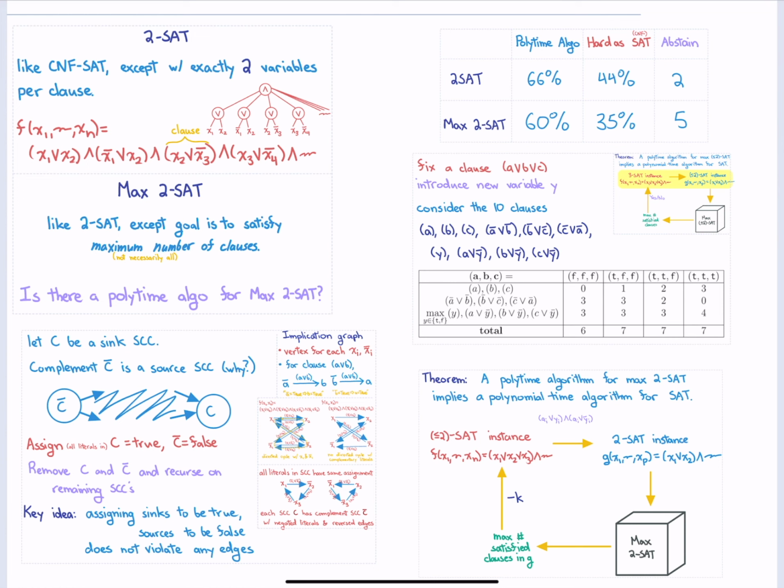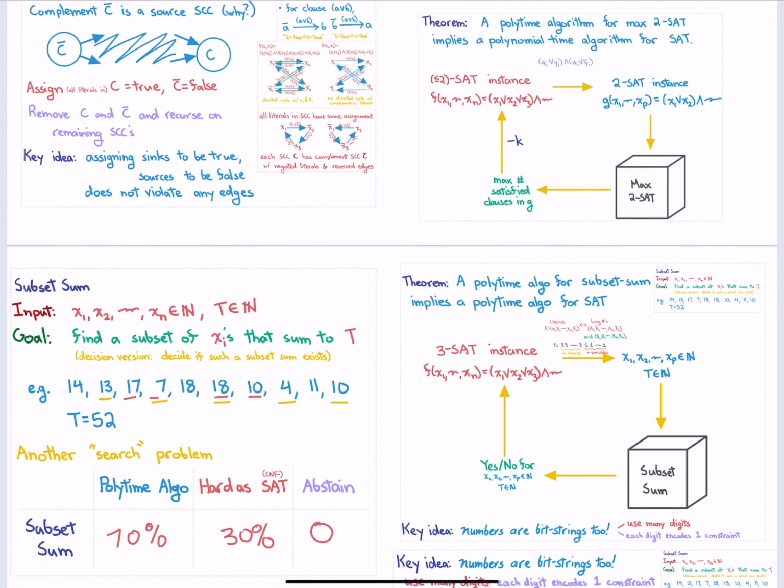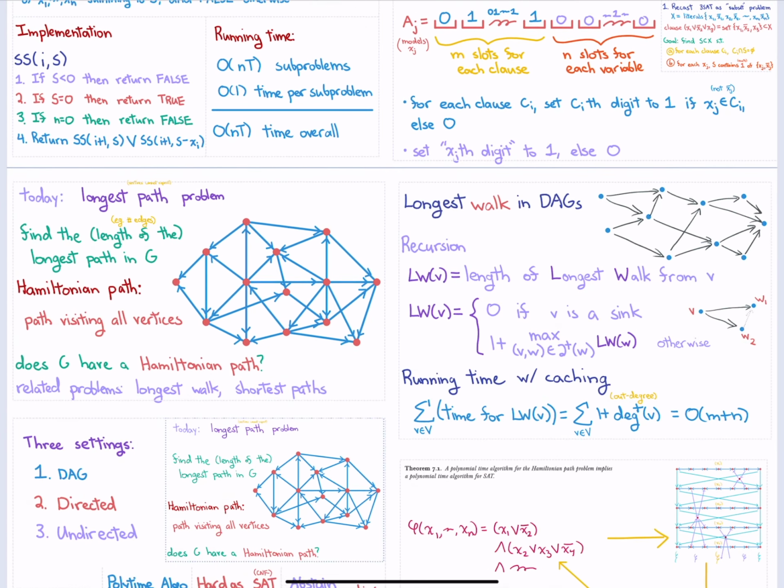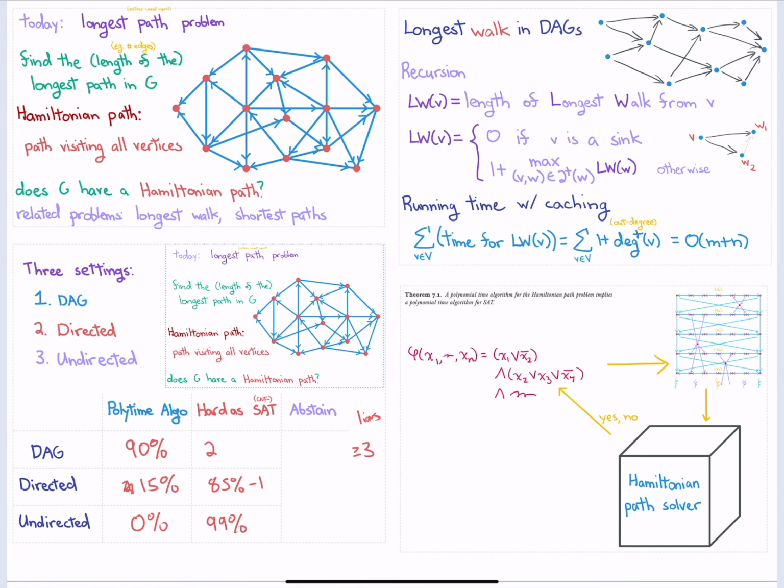Okay. And we did other problems, things like 2-SAT, Max 2-SAT. We talked about the differences, in particular. Max 2-SAT turned out to be just as tough as 3-SAT, whereas regular 2-SAT wasn't. Right, okay. So subset sum, that was tough. Longest path, hard on regular graphs, easy in DAGs.